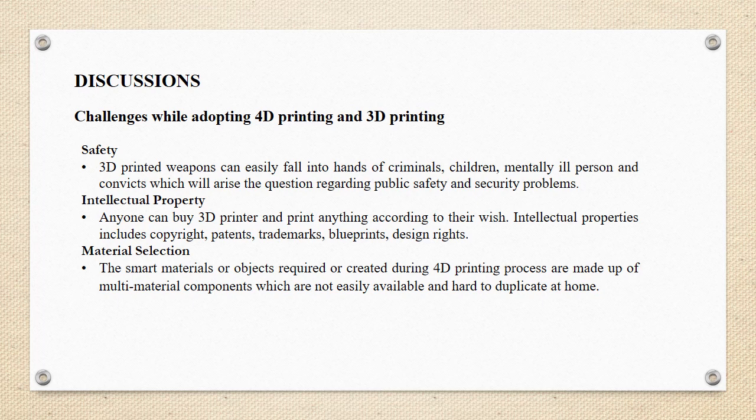Intellectual property: anyone can buy a 3D printer and print anything according to their wishes. Intellectual property includes copyright, patents, trademarks, blueprints, and designs. No one wants their design to be used by someone else who then takes credit for that design. Now the third one is material selection. We require smart materials for 4D printing that are very expensive and not easily available.